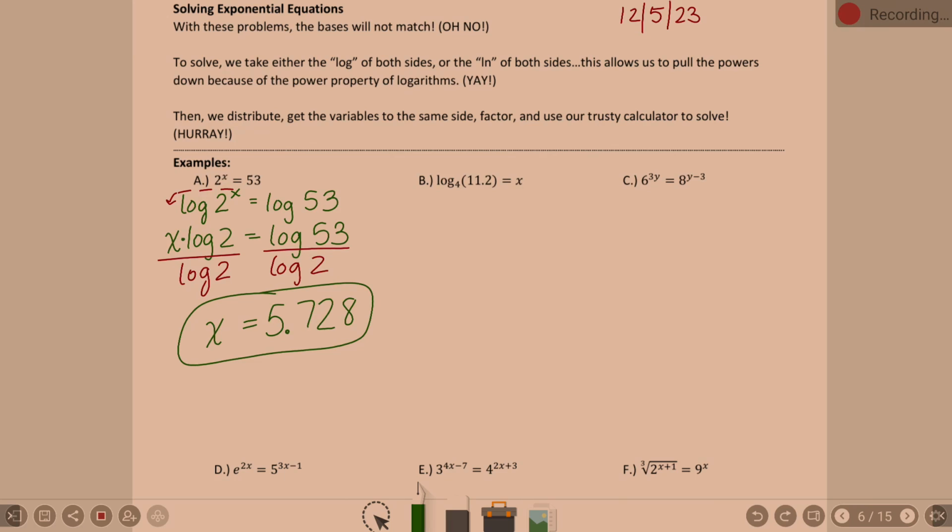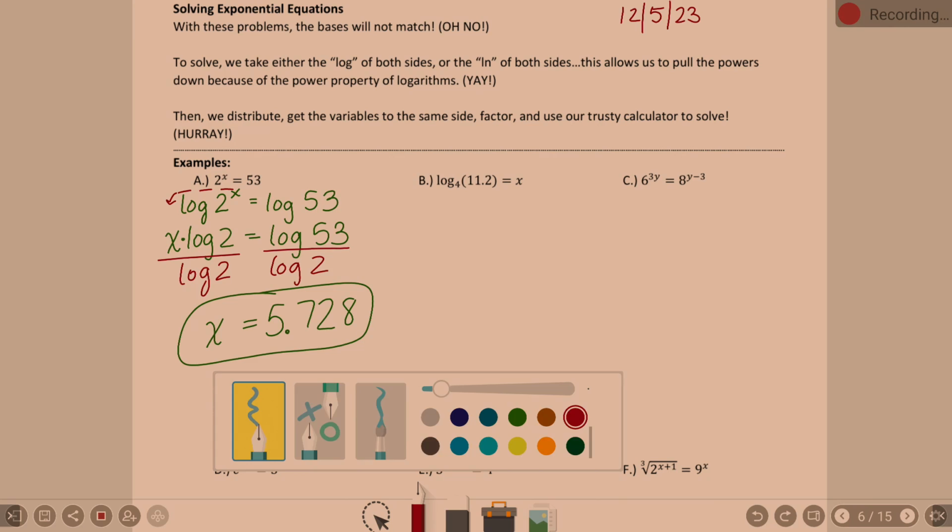B. Options for B. No. Would it be log of 11.2 over log of 4? Oh, you're right. You're going to take me the shortcut right away? What's she using? What we did last time. Or if you don't, it's not log base 10 and you can't solve it. Yeah. Then you can. Can you just use the change of base formula?